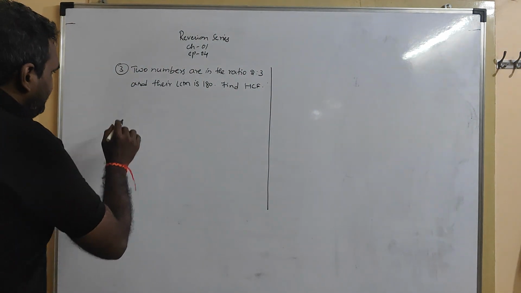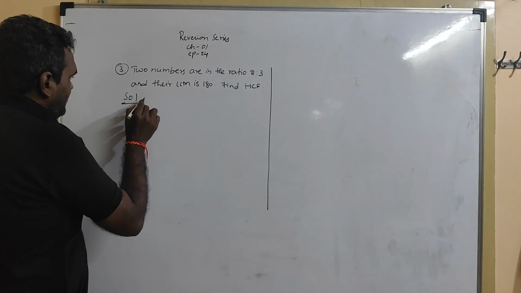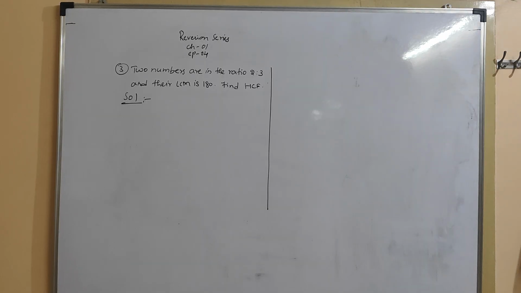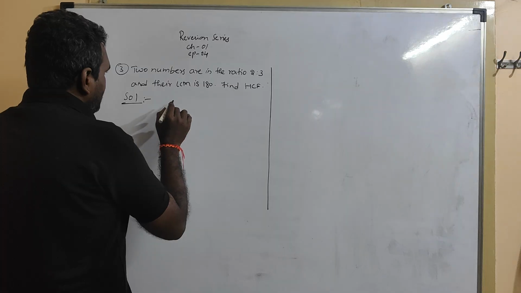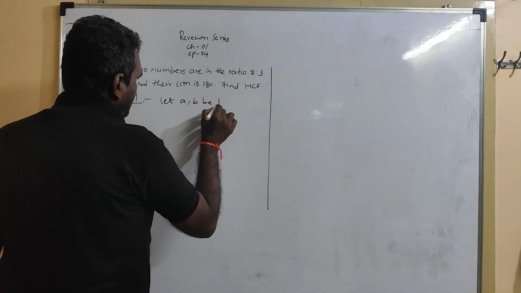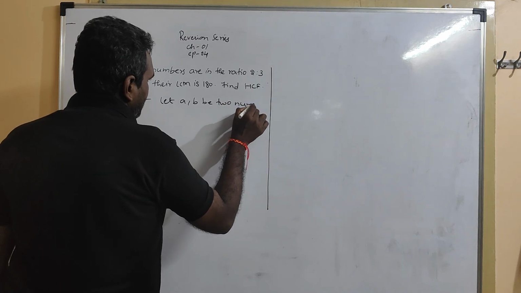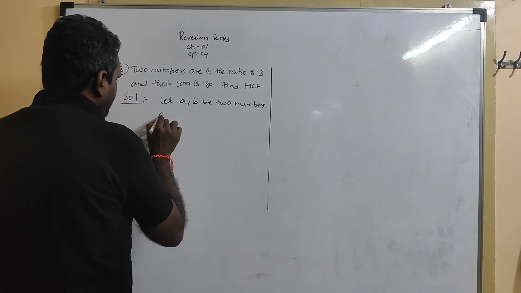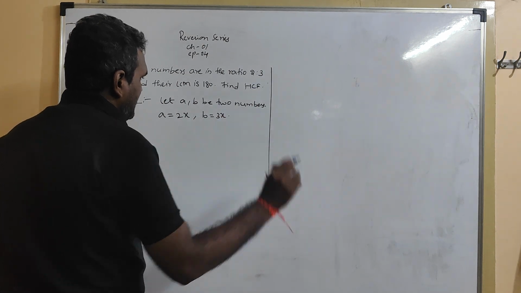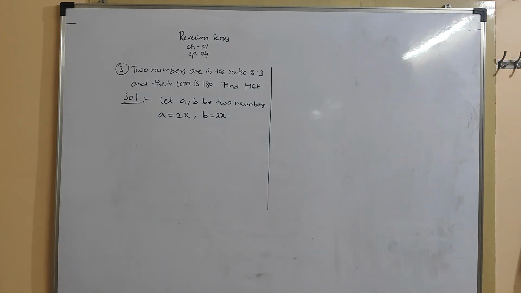See how to find HCF? Solution. Whenever numbers' ratio is given, make it as normal numbers. When ratio is given, how to make it as normal numbers? For example, let A comma B be 2 numbers. A is equal to 2x, comma B is equal to 3x. Like this you have to write.